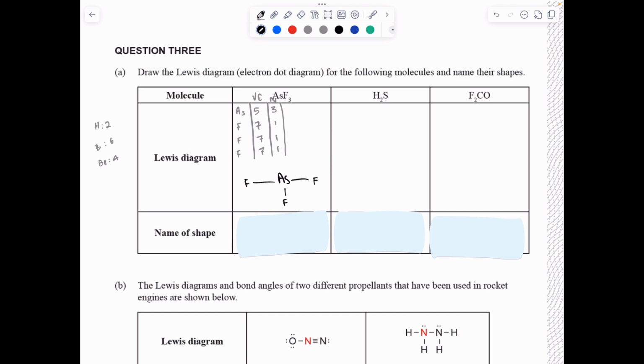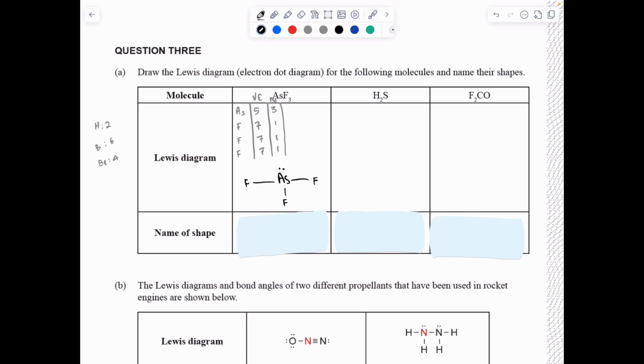The next thing we have to do is make sure that every atom has a full outer shell of 8. Currently we have As, it has 1, 2, 3, 4, 5, 6. Remember, 1 bond counts for 2 electrons. Because it only has 6 right now, we have to add 2 more electrons to make it a full outer shell. So now it's got 8 around it.